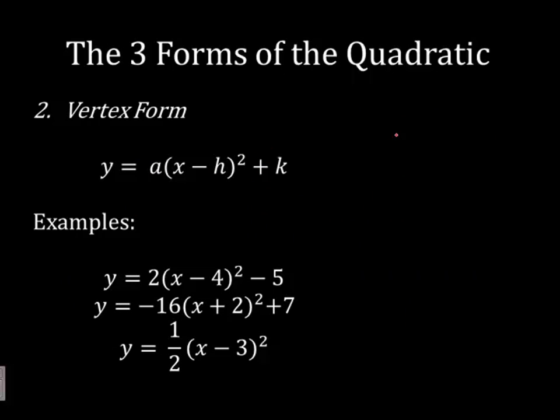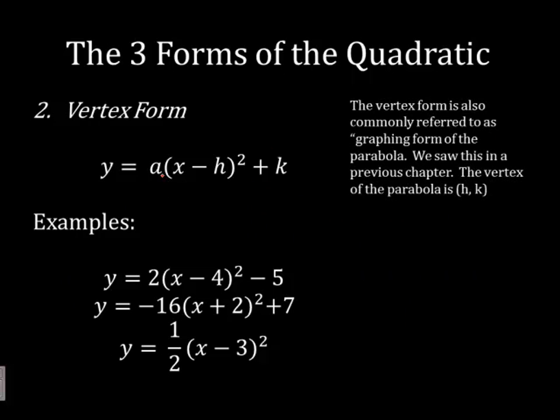The next form is vertex form. Again, another form you're quite familiar with, because in a previous chapter we learned that this form of the quadratic is commonly known as the "graphing form." And this tells us what the vertex of the parabola is, and the vertex would be (h, k).